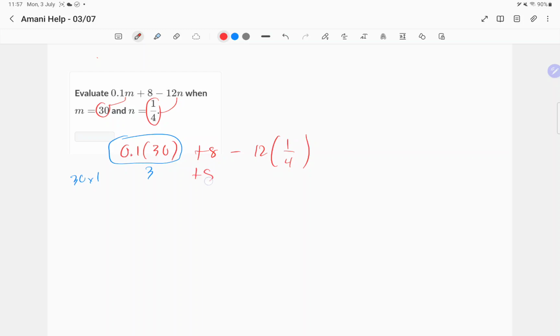And then plus 8 is the same. So once again, you work this one out. 12 times 1 on 4, the whole number just times to the top. So that'll be 12 on 4. 12 divided by 4 is 3. So that'll be minus 3. So that'll be 11 minus 3, which is 8.